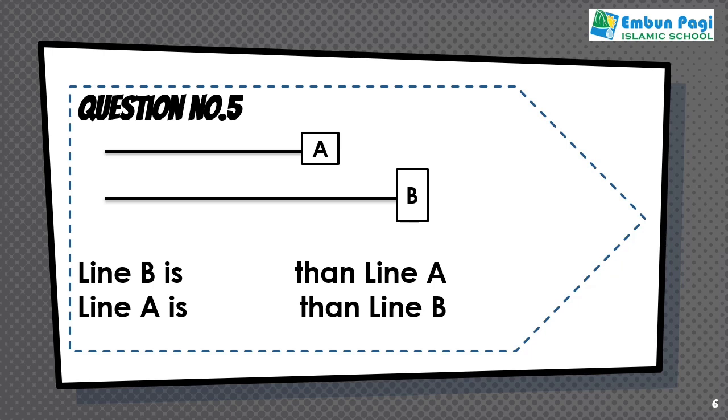Question number 5. There are line A and line B with different lengths. Which one is longer? Great, line B. And which line is shorter? Excellent, line A. So, line B is longer than line A, and line A is shorter than line B.